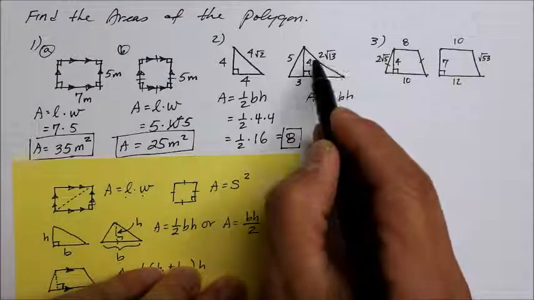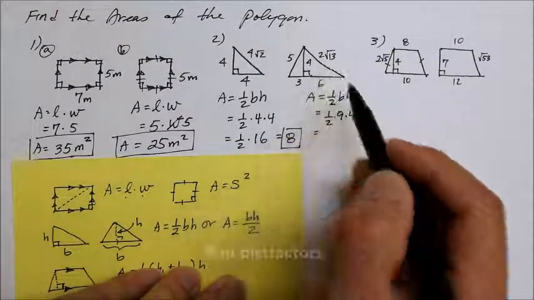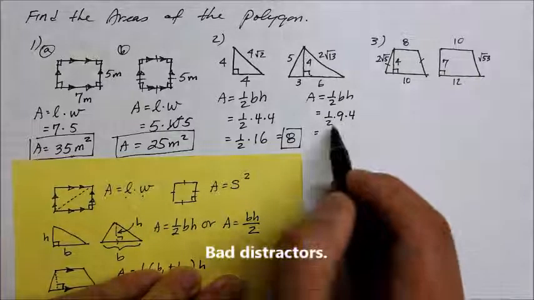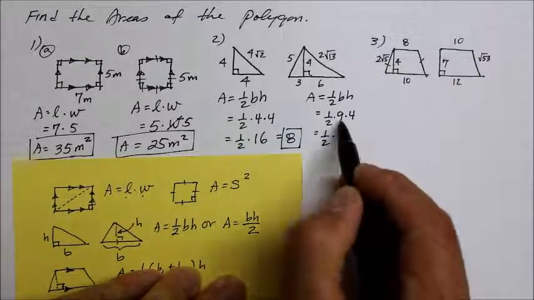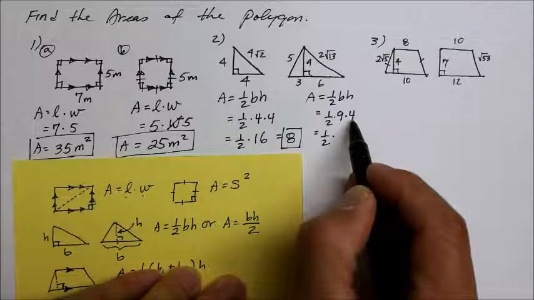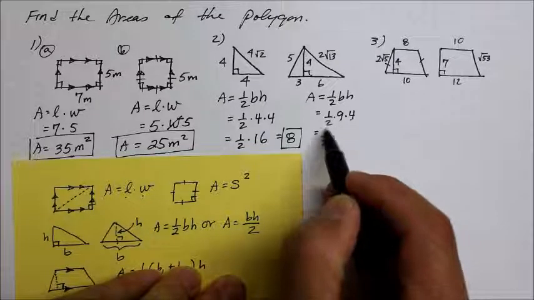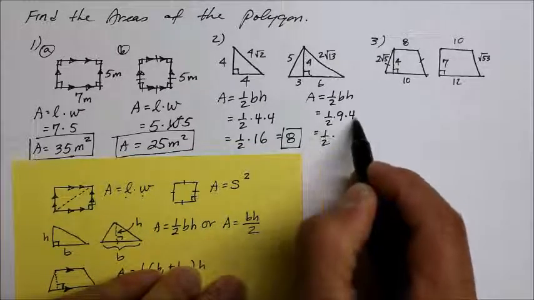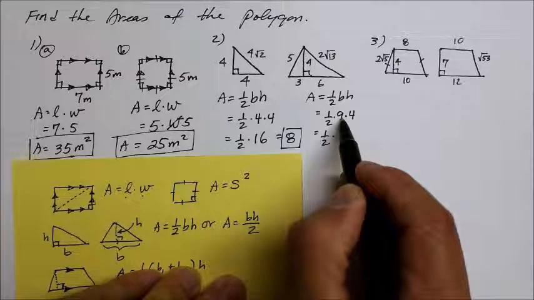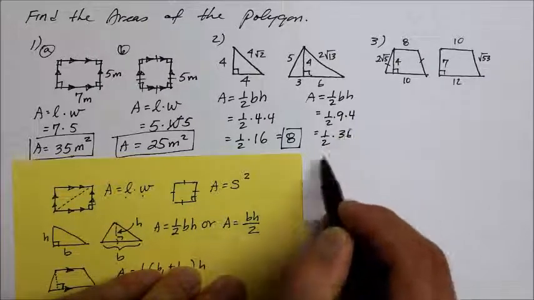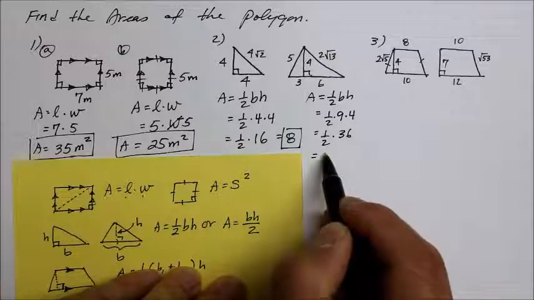These are not necessary. They are the distractors. So now you go 1/2 times 9 times 4, which is 36. Or you could have just said half of the 4 is 2 times 9 is 18. But either way, this is 36. And then half of 36, of course, is 18.